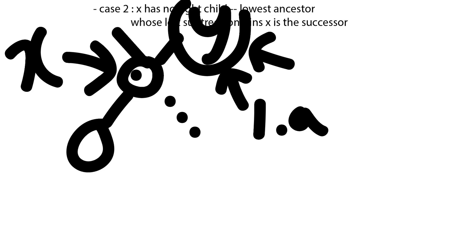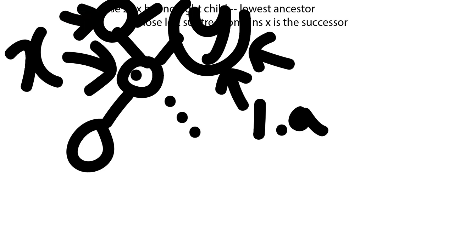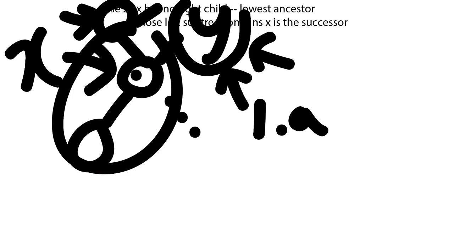What if y was over here? Well then, now you'd have to search up the ancestors of this node y until you find that x is indeed in the left subtree rather than the right subtree of some ancestor. And as soon as you find that, that's when you found your successor. That ancestor which has x in its left subtree first is defined as the successor of x.